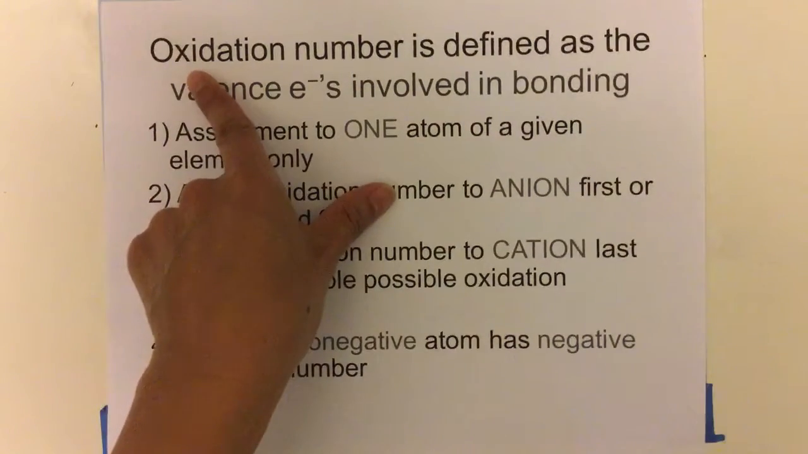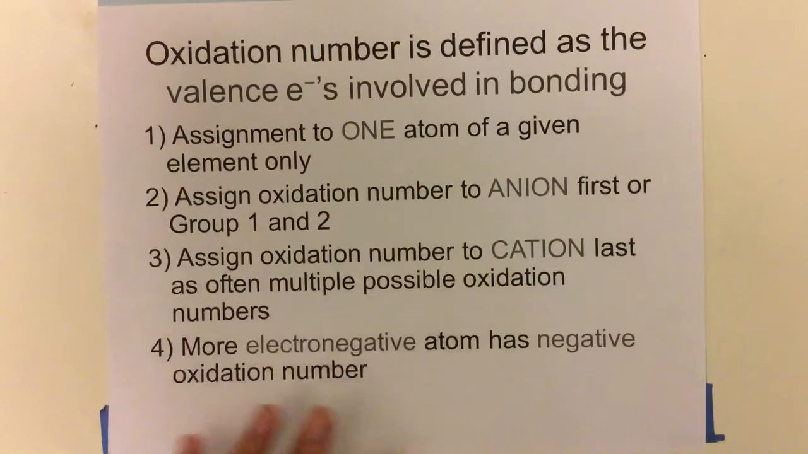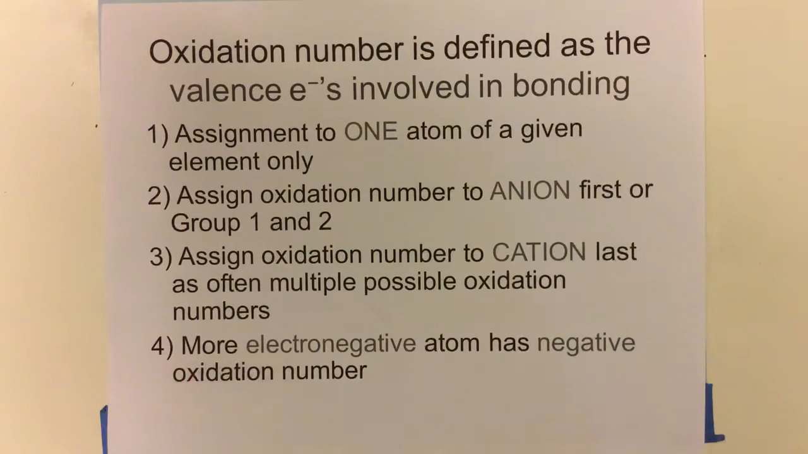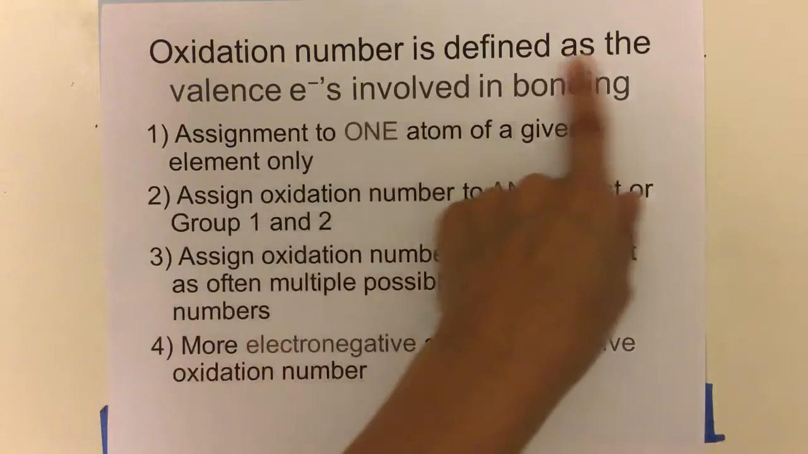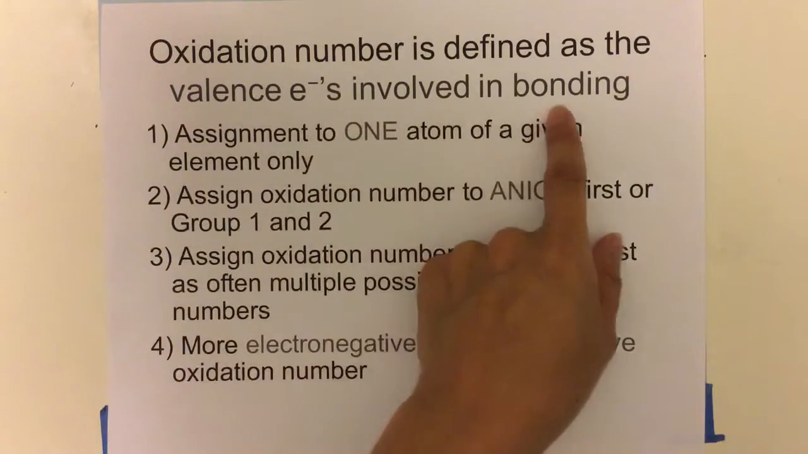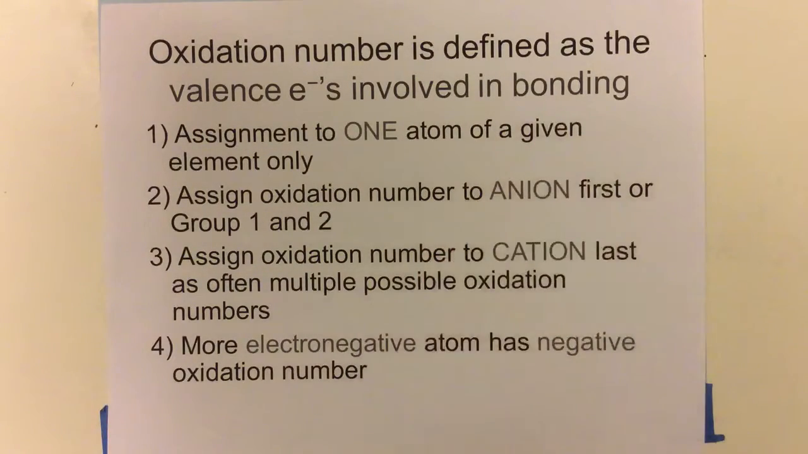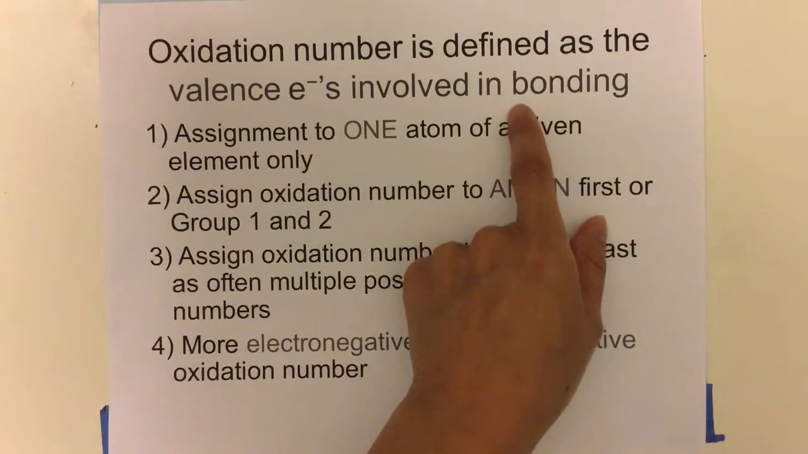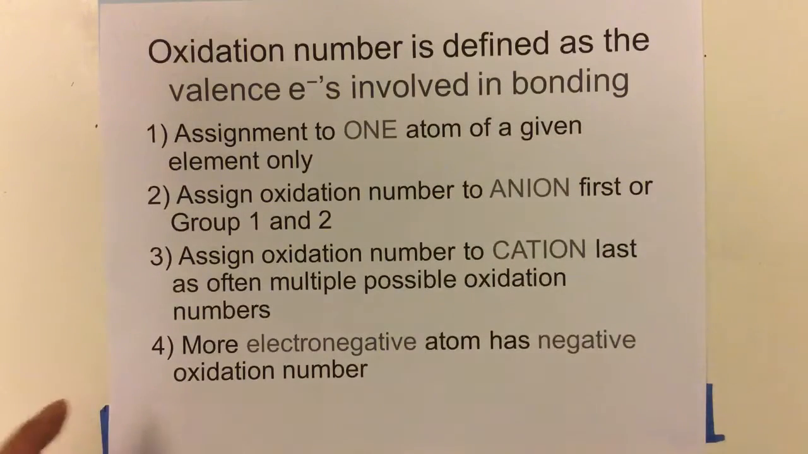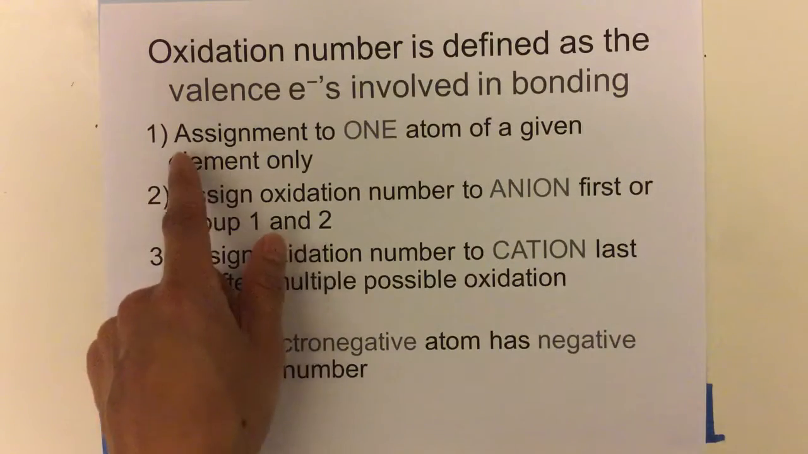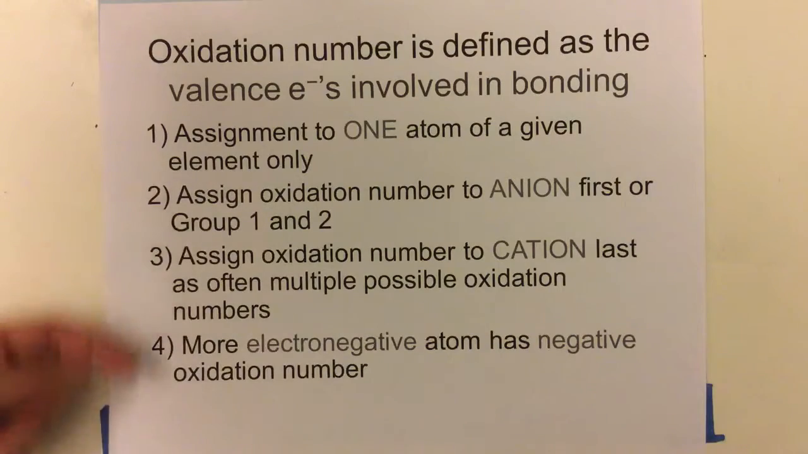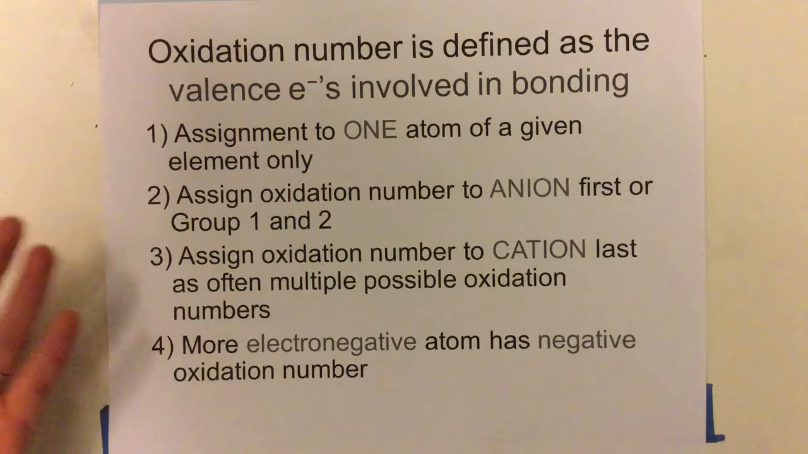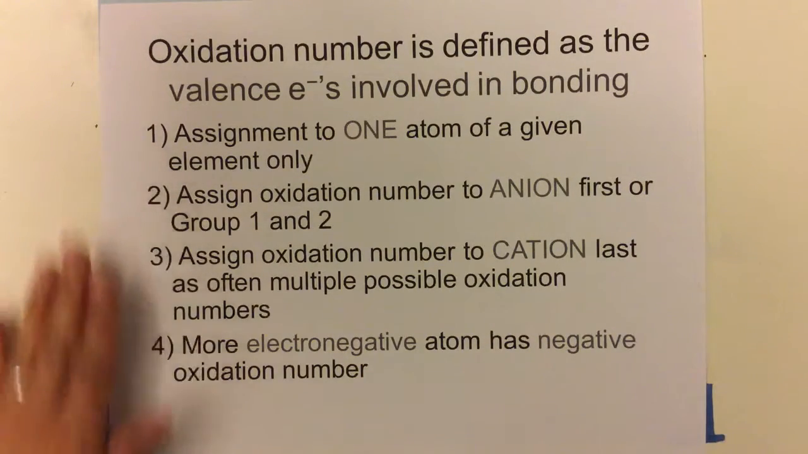And so what it means, the definition that I've seen over many textbooks, the best definition is valence electrons involved in bonding. So oxidation numbers are all the valence electrons that are involved in bonding. Sometimes you're going to need to go back to this definition to use it as a guideline for determining oxidation numbers. So here's the set of 4 rules that I go by. I usually follow it in this order here.